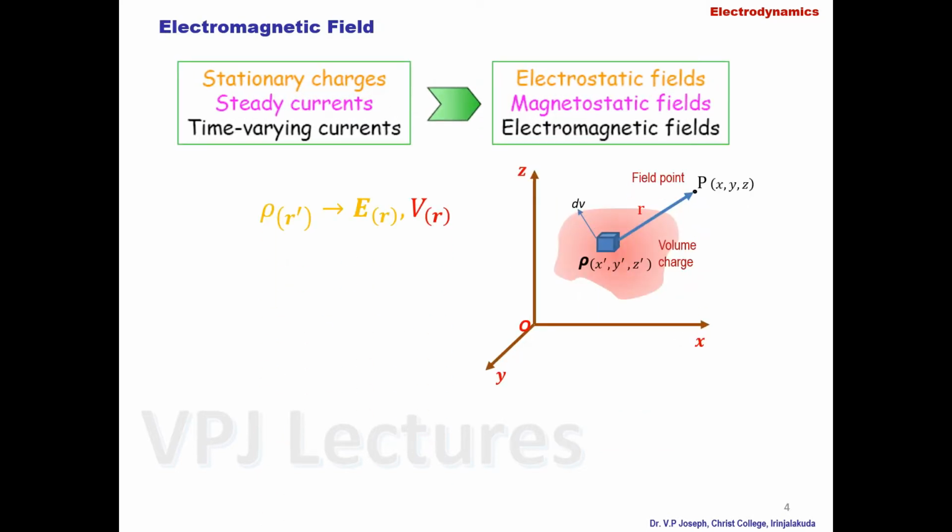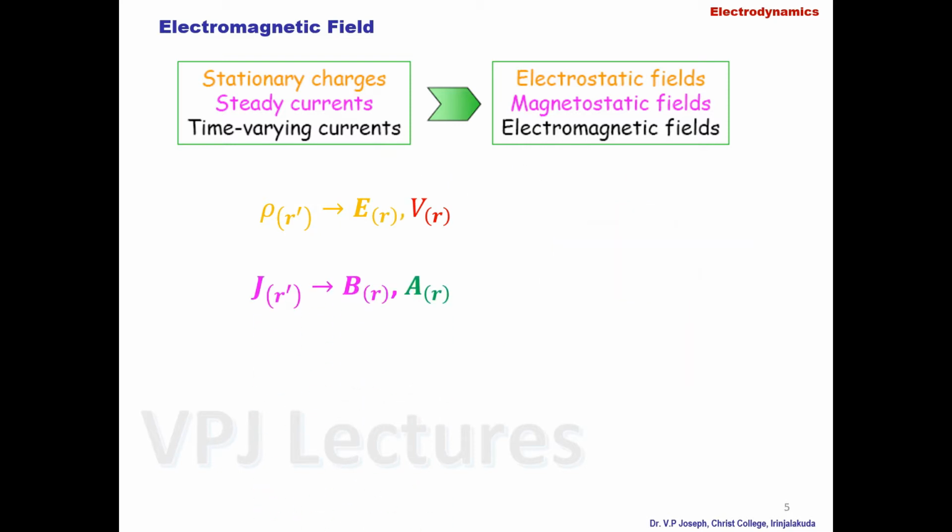Now, in the case of stationary charges, the general form of the charge is taken as rho of r dash. The source is taken at coordinates x dash, y dash, z dash, and the field point is taken as P of x, y, z. That is represented by E of r. So the effect is at distance r from the origin, and the source is at r dash from the origin. The r dash in this case is a volume charge, and we have to vary x dash, y dash, z dash in order to consider different regions of the volume charge. The associated potential in this case is V of r. That is the static situation of electrostatics.